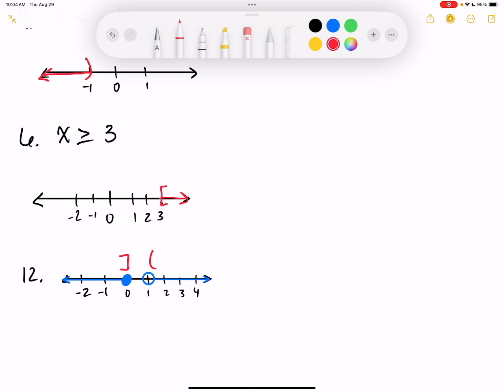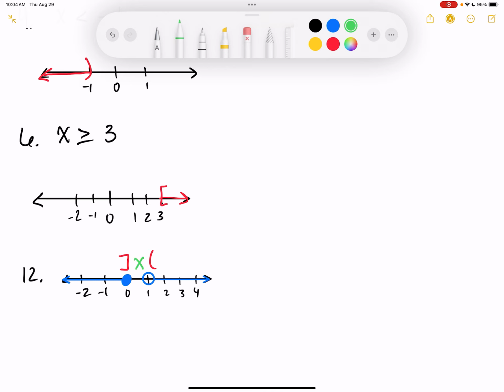Would you like to share? Yes, please. 0 is less than or equal to x greater than 1. It makes sense. Based on what you just told me, x is right here. It's the opposite.